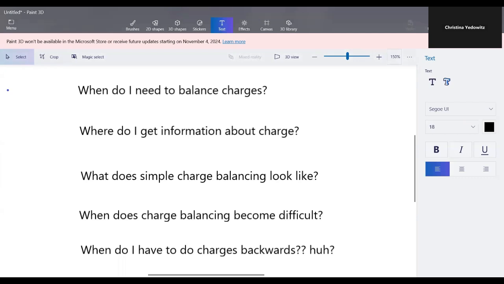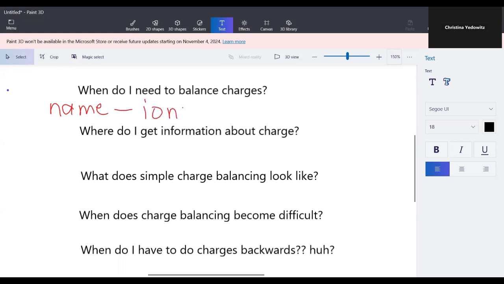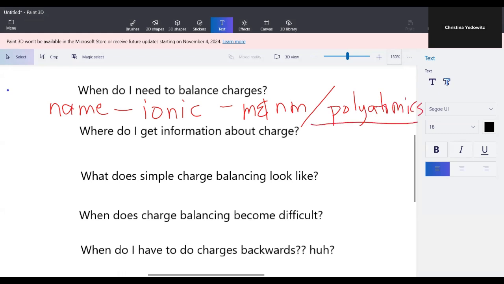Here is what I think are the top questions about balancing charges, and the first one would be: why, when do I need to balance charges? You only need to balance charges if the compound that you have identified is a name, not a formula, and you have determined that that compound is ionic. For our definition currently, that means it either contains a metal and a nonmetal, or it contains polyatomics. So it could be made of polyatomics, it could just have one polyatomic. Whatever it is, if it's not binary at this point, it's going to be an ionic compound.